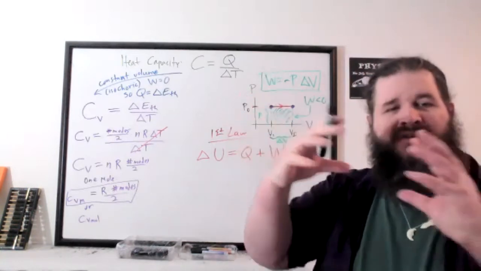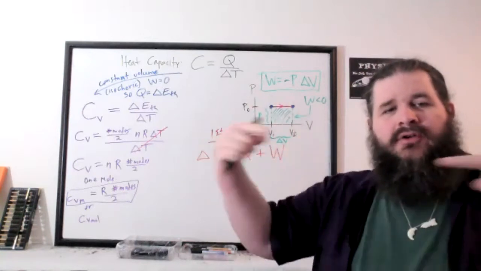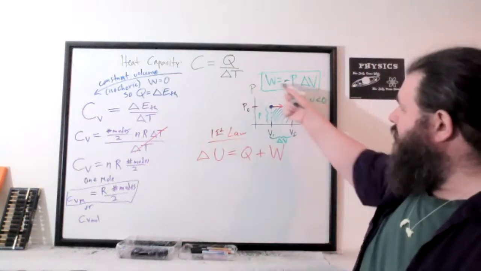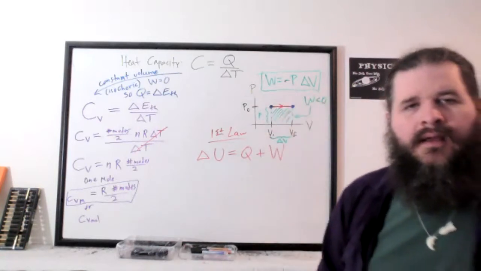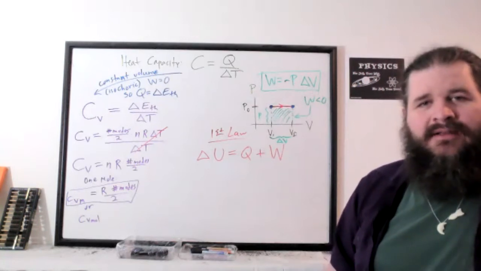For instance, if you're compressing the gas, delta V is negative, the gas is shrinking, but you're doing work on the gas to make it compress. So if delta V is negative, then work will be a positive number because the negatives cancel out. So that negative there is really just for directionality, to make sure that the sign on W is going to be correct.